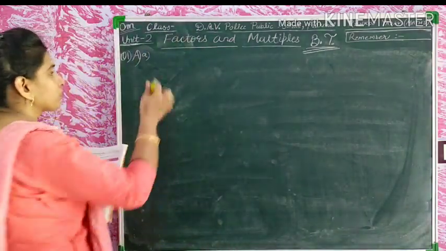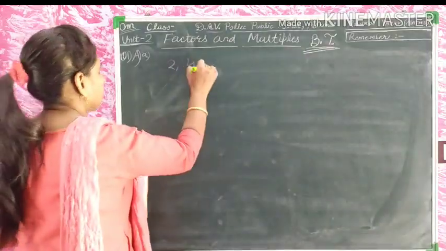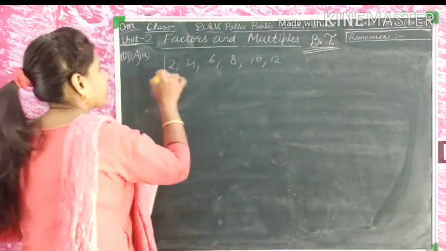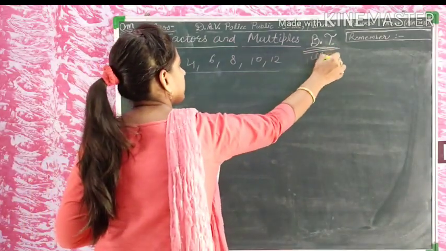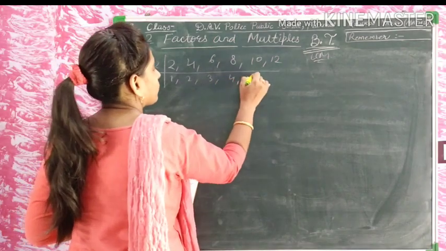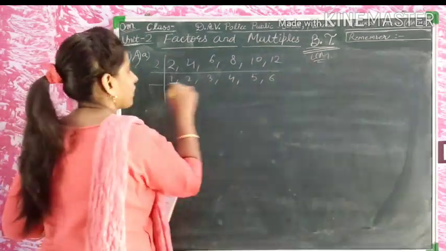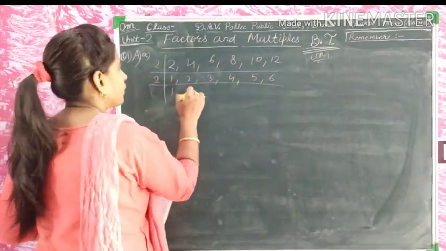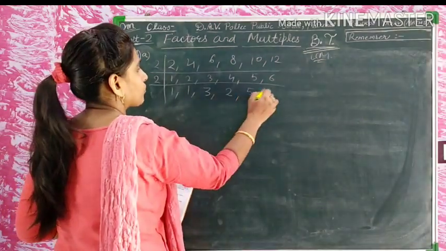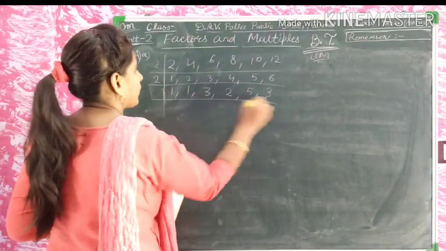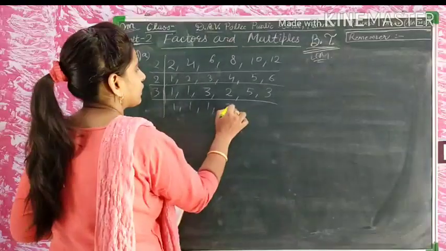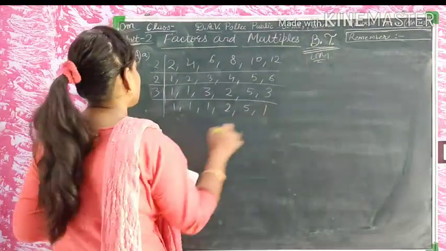So let's see. There are numbers 2, 4, 6, 8, 10 and 12. We have to write down the LCM in this question. 2 1 2, 2 2 4, 2 3 6, 2 4 8, 2 5 10, 2 6 12. Now again it will be divided by 2, 1 2 and 3. 2 2 4, 5, 2 3 6. Now it will be divided by 3, 3 1 3, 3 1 3.